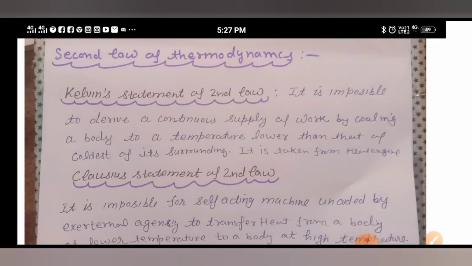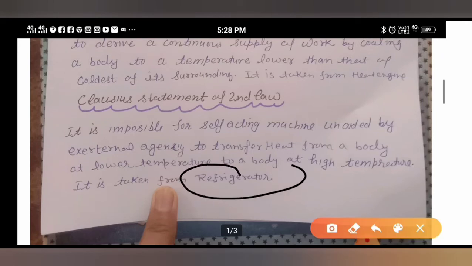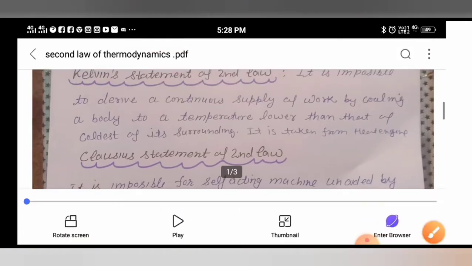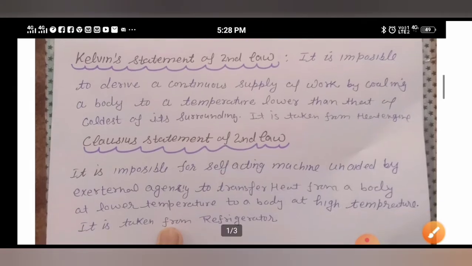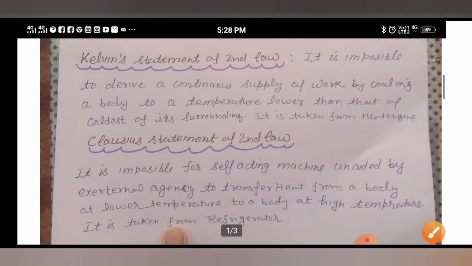Dear students, second law of thermodynamics has two statements. First is your Kelvin statement and second is Clausius statement. Kelvin statement is taken from heat engine and Clausius statement is taken from a refrigerator. So let us start its first statement, that is Kelvin's statement. According to Kelvin's statement, it is impossible for any machine to derive a continuous supply of work by cooling a body to a temperature lower than its surrounding. Means we cannot cool a body to a temperature lower than its surrounding.